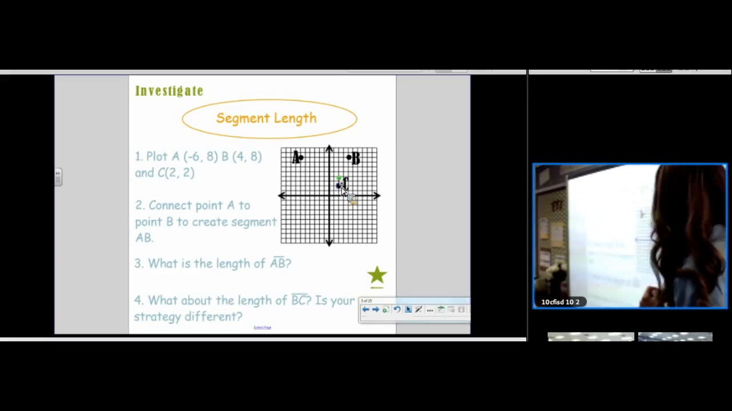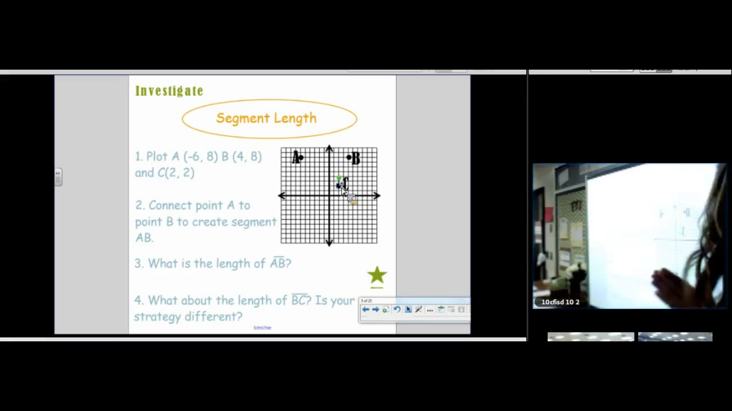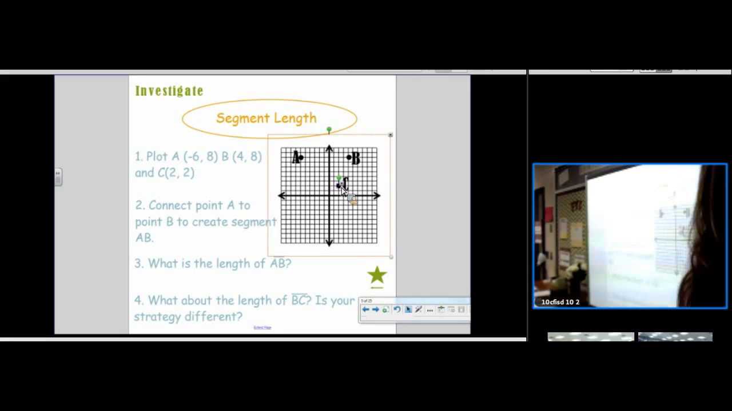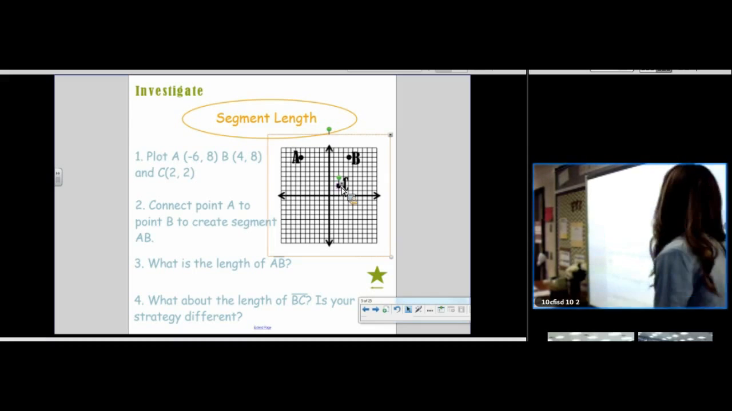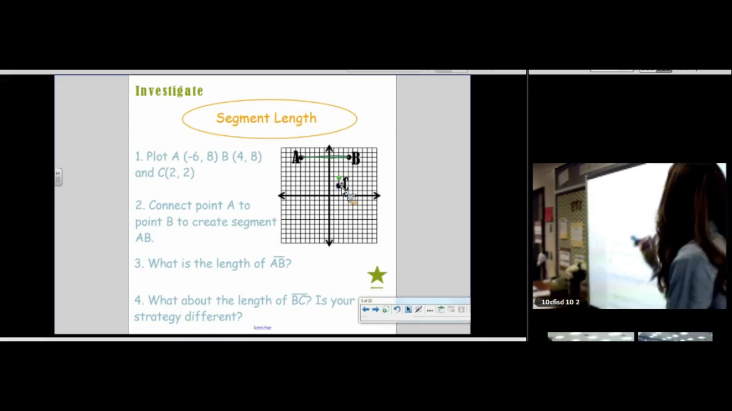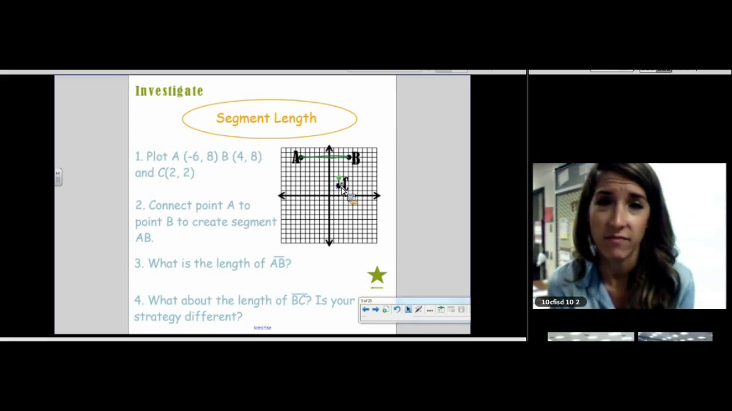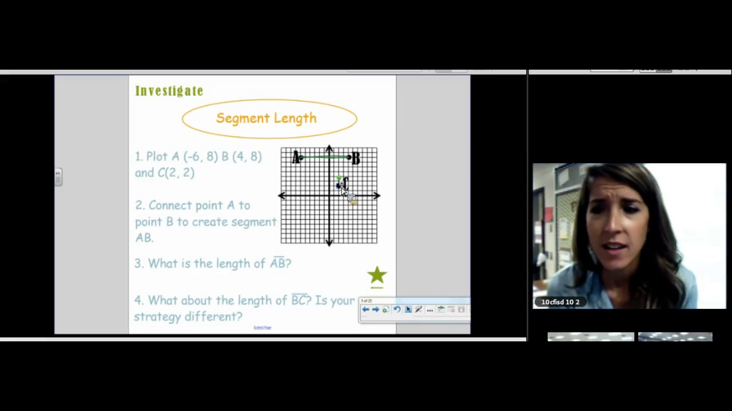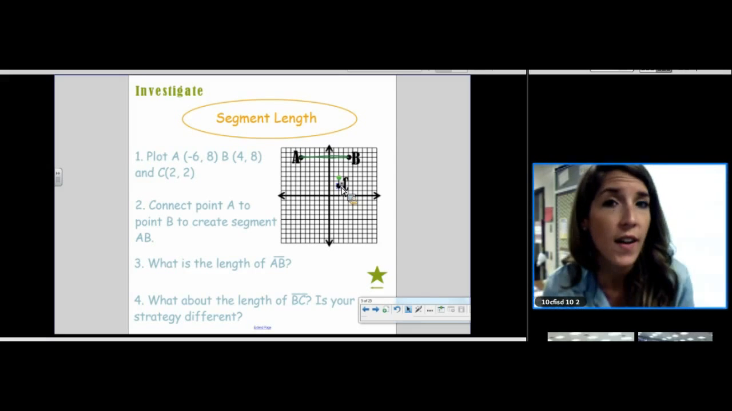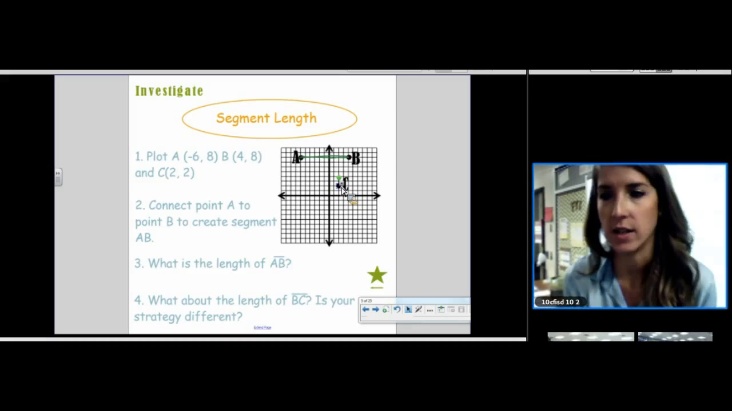C at those points, which I'm not super concerned about you plotting them. So if we plot A at negative 6, 8, B at 4, 8, and C at 2, 2, and we connect A to B, would it be easy for us to find the distance from A to B? Yeah, absolutely, right? If we created segment AB, we could use the coordinates to find the distance, or we could simply count the boxes to find the difference, okay?